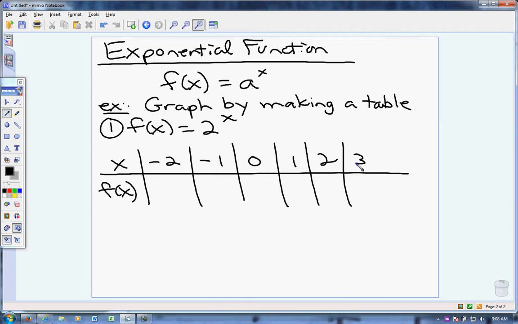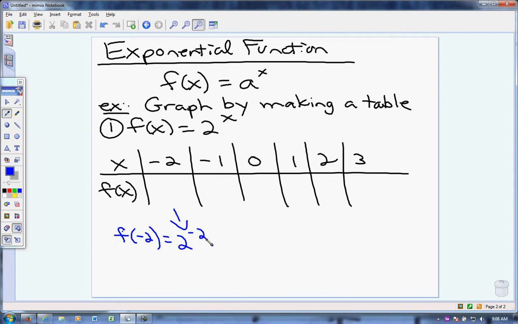I want to do this first one on paper, and then the next one we can look at with the graphing calculator. So if I'm finding this one, the function value when x is negative 2, if I'm going to do f of negative 2, I'm going to find 2 to the negative 2 power.